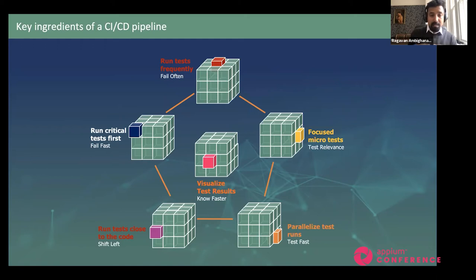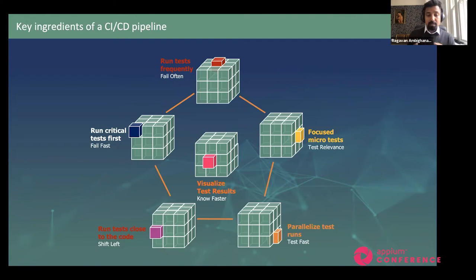The fourth one is fail fast. You don't want to wait for everything to complete. You want to fail fast, whatever fails, immediately stop it. And the fifth one is shift left. We already talked about it, but the point here is whatever you run to fail often, whatever you test for relevance, whatever you run fast, whatever you fail fast, run them close to the code before you even merge things to your main branch. That's shift left.